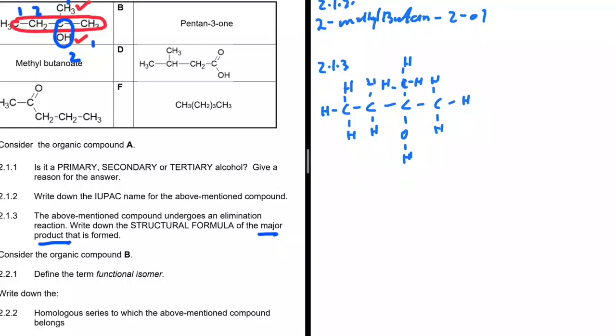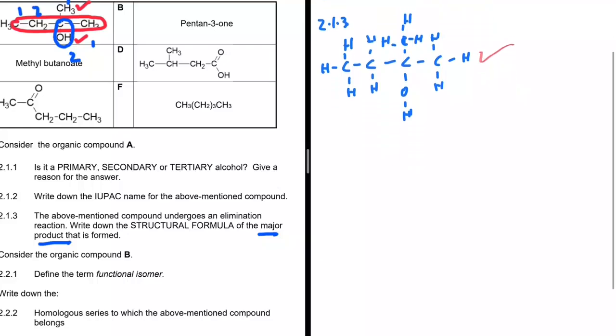This is not the answer. This is not the answer. This is just the alcohol. We just draw in the structure of the alcohol so that we can better make sense of it. So the major product of dehydration that compound A will undergo will look like the following.